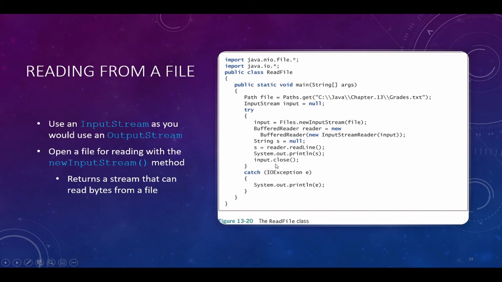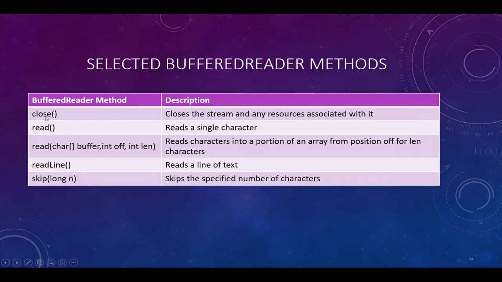Okay. Let's look at some of the methods that are very important. Close. Okay. Read reads a single character. Read, and then you send it a type, is going to read the characters into a portion of the array, from position off to length. ReadLine reads the whole line. We're more familiar with the readLine. And skip will actually skip over characters.